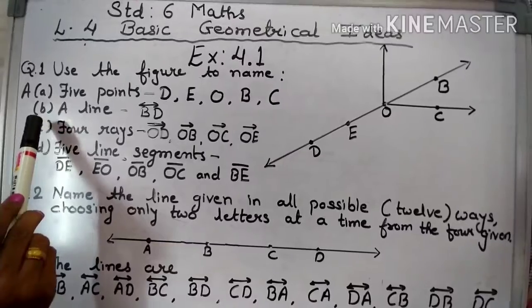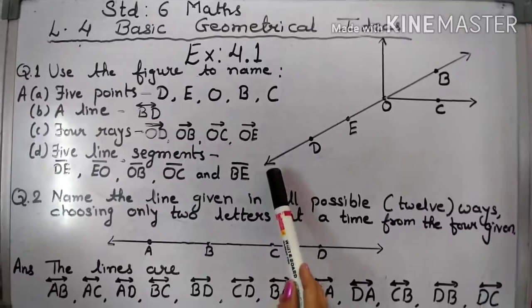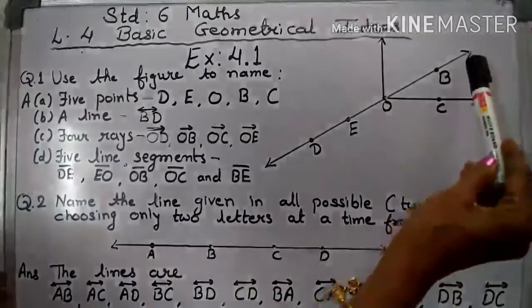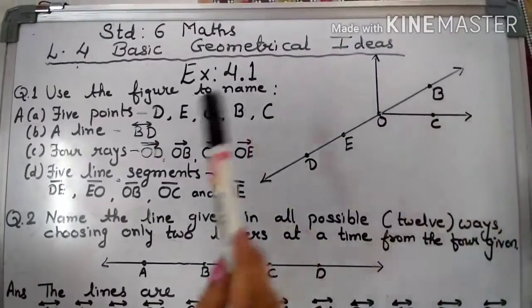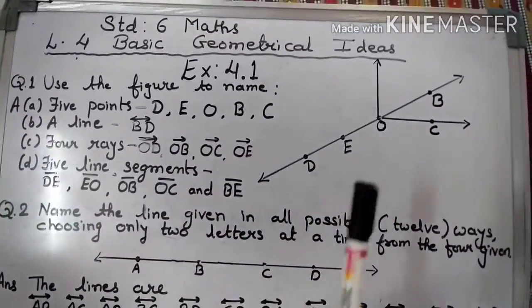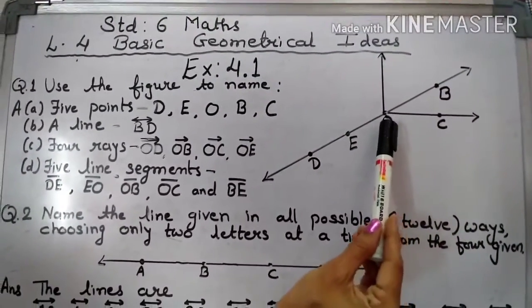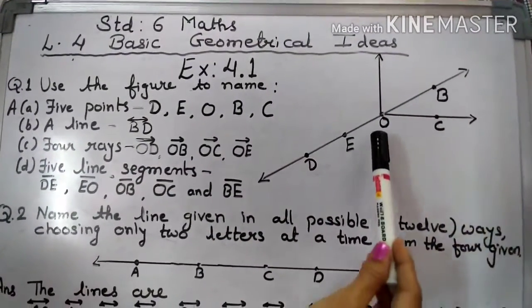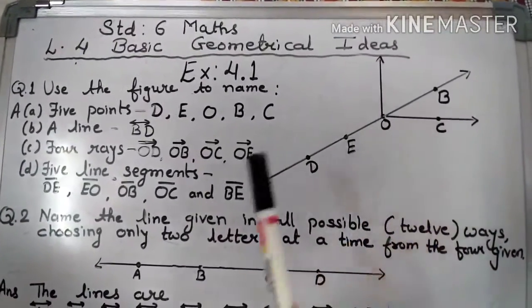Now, our second question is a line. Which is a line in this figure? Look here. This line has arrows on both sides, so this is your line BD. It can also be written as DB. This is your line. We cannot say that OC is a line. It is not a line. It is a ray. See, here O is the end point and C is extended. So, this is also a ray and this is also a ray. So, we cannot say that these are lines.